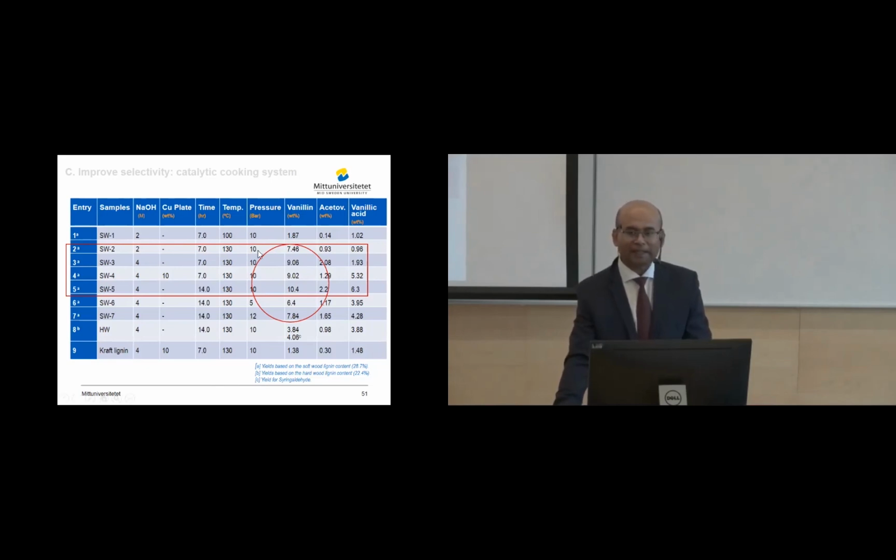But the timing, 7 to 14 hours, does not matter so much. I mean, we can save energy by not using the 14 hours. 7 hours is okay. If you see this, only 7 hours compared with the runs 4 and 5, there's not much difference in the yield, only 1%. We also used the crop lignin, but that did not show very well. So it's better to use sawdust and wood chips to get a better vanillin yield.